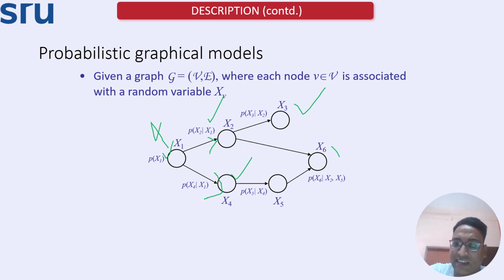And see here X6. It is dependent on both X2 and X5. So the probability of X6 is dependent on both X2 and X5. X6 cannot be expressed until X2 and X5 come up to the required concentration in the cell. Then only X6 can be taken up further. All right.